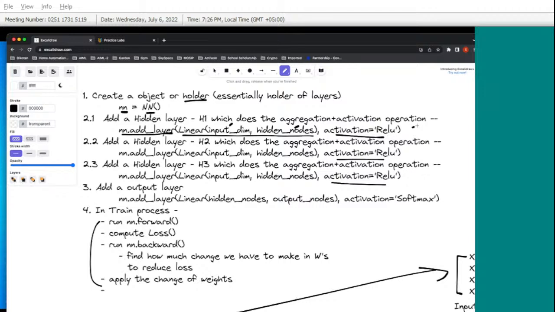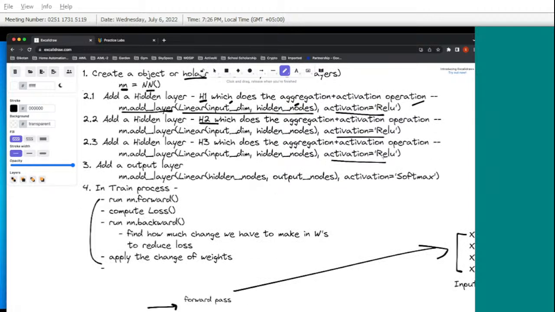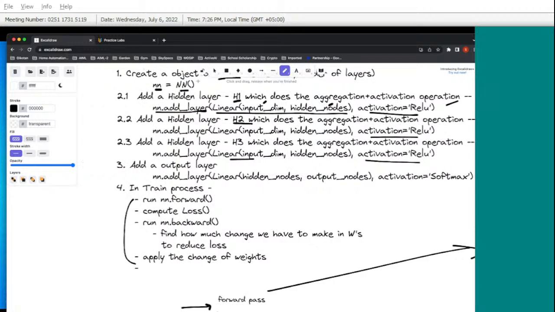Okay, this is clear. I will repeat the same process. So I will name this layer H1. This is how I add a layer in my neural network object, and this object is nothing but a placeholder. I will do the same thing for H2. I have added a layer, and for that particular layer also the activation function is ReLU. I will add one more layer, H3, and my activation function will remain ReLU. So these three are my hidden layers, right?